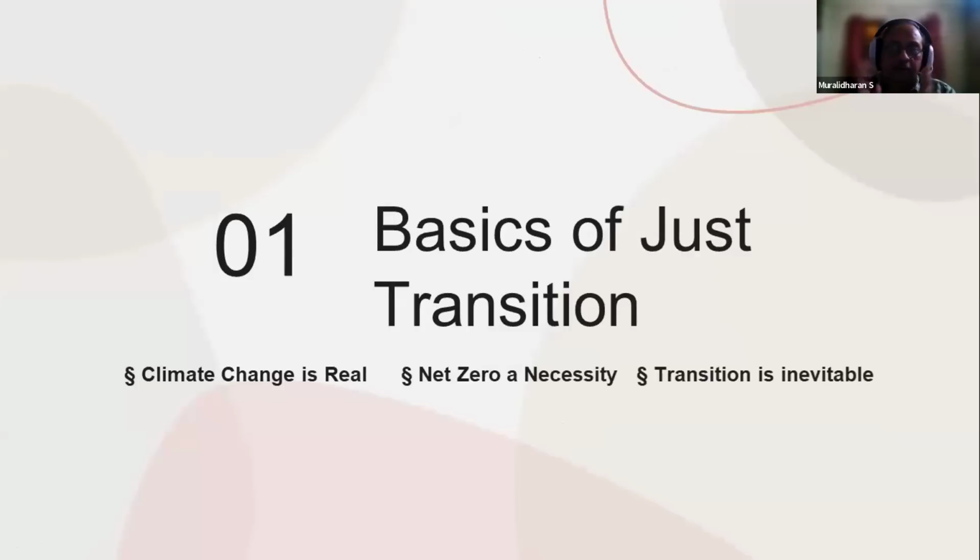I just divide it into smaller sections: the basics, and also get into the other areas of system thinking, and also move to some of the successful cases of just transition, and issues and challenges we'll discuss. So what has to be understood is that when we talk about just transition for climate crisis, the first thing is climate change is real.